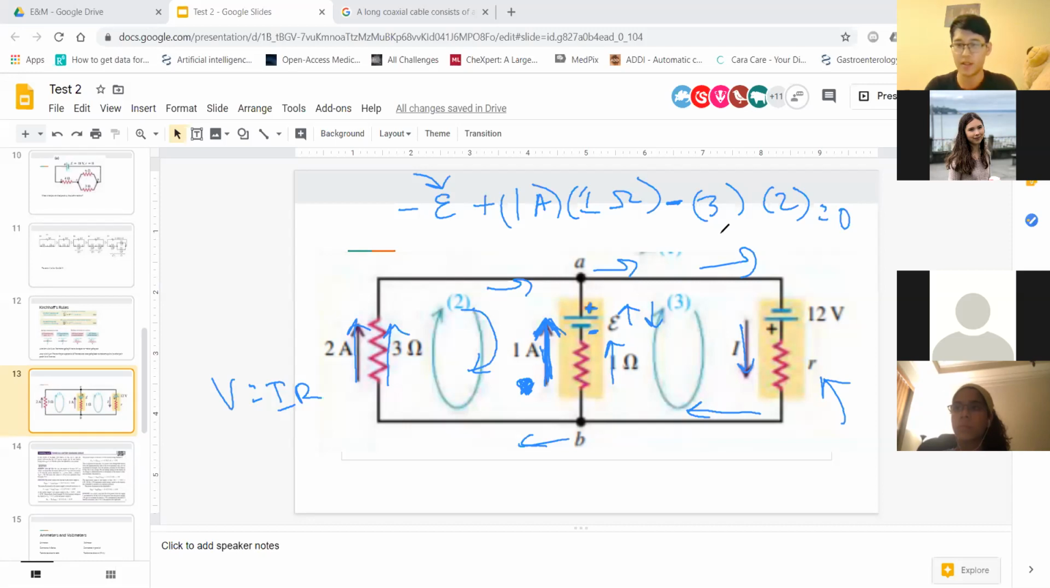But yeah, you'll do this exact same thing. The main point here is to remember your sign conventions, okay? I'm going to move on.